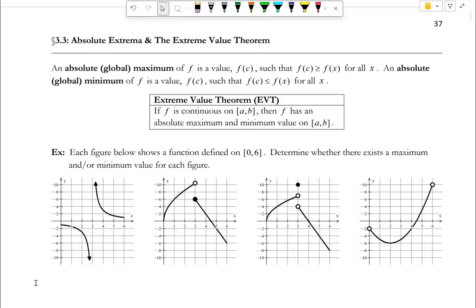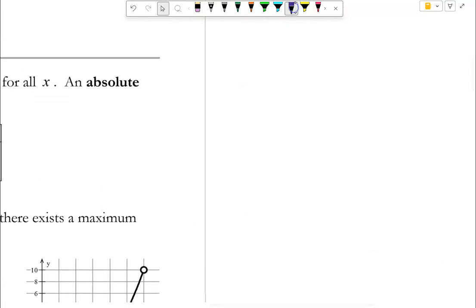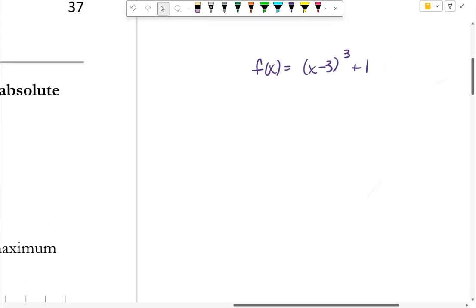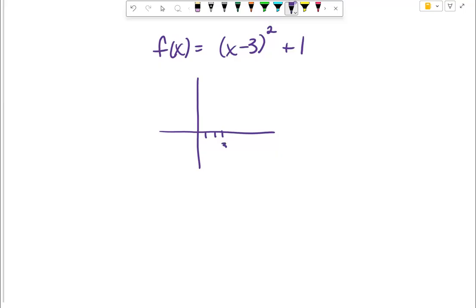If we look at a couple quick examples out to the side, let's say that I have the function f of x is (x minus 3) squared plus 1. I'm so sorry, not cubed, squared. If I remember from algebra, this is a parabola that would have a vertex at (3, 1), and it's a concave up parabola.